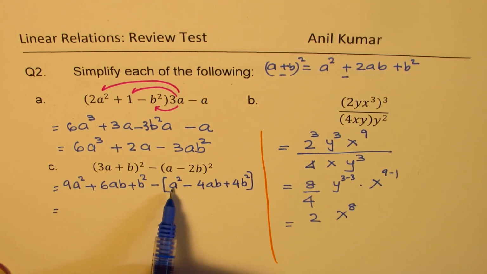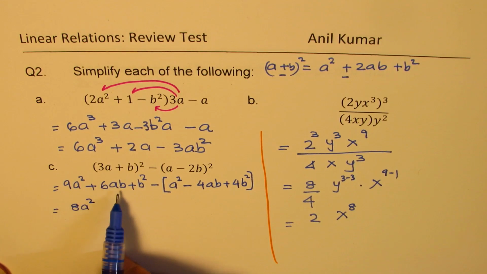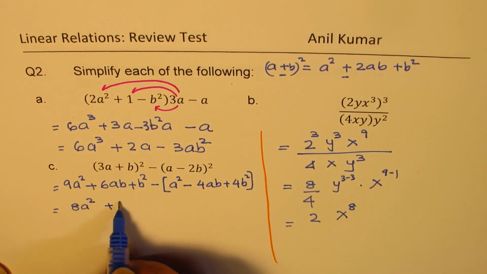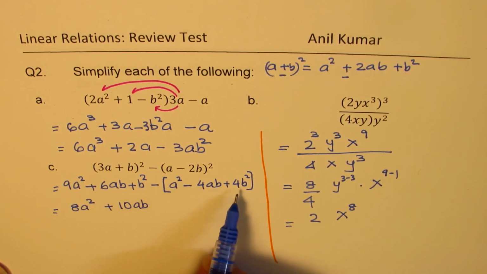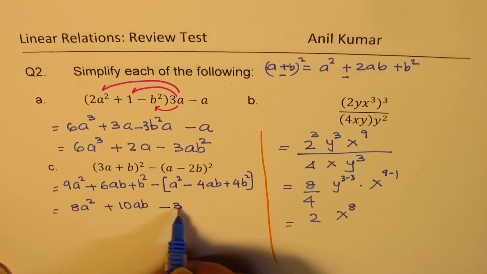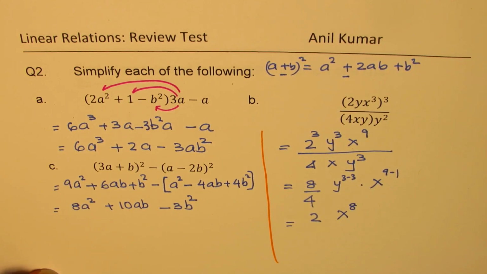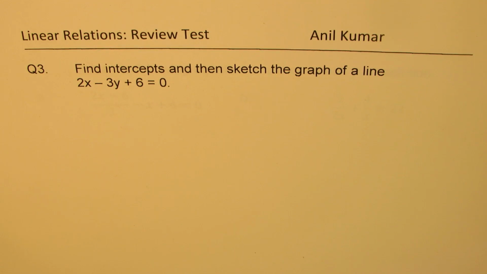9a square minus a square is 8a square. 6ab minus and minus becomes plus. So we get plus 10ab. Plus b square minus 4b square gives us minus 3b square. Correct? So that becomes our solution. Sometimes you may like to actually open the bracket, introduce 2 more steps here, and then solve. Clear? Now let's take the next example, which is question number 3.